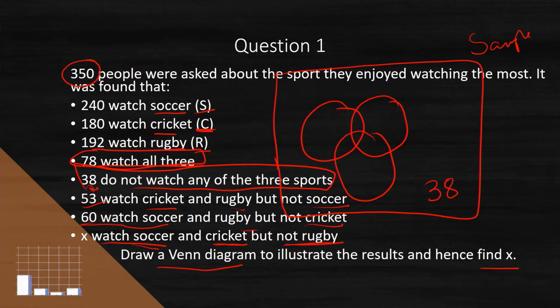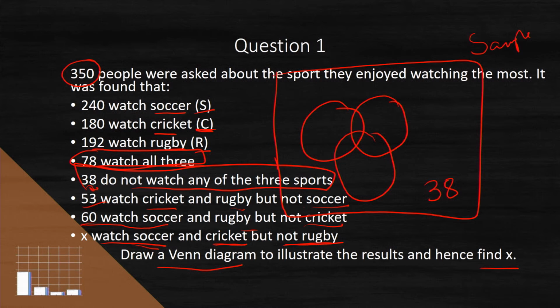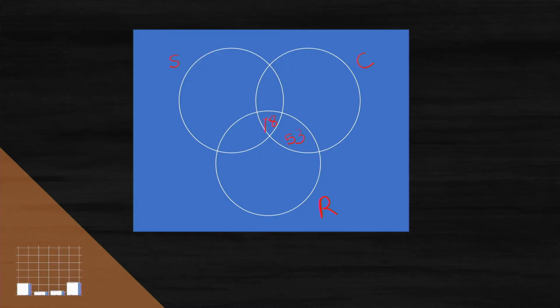53 watch cricket and rugby, but not soccer. So that's going to be 53 in the intersection between cricket and rugby, but those people don't watch soccer at all. And they say that 60 watch soccer and rugby, but not cricket. So 60 watch soccer and rugby, but they don't watch cricket at all.